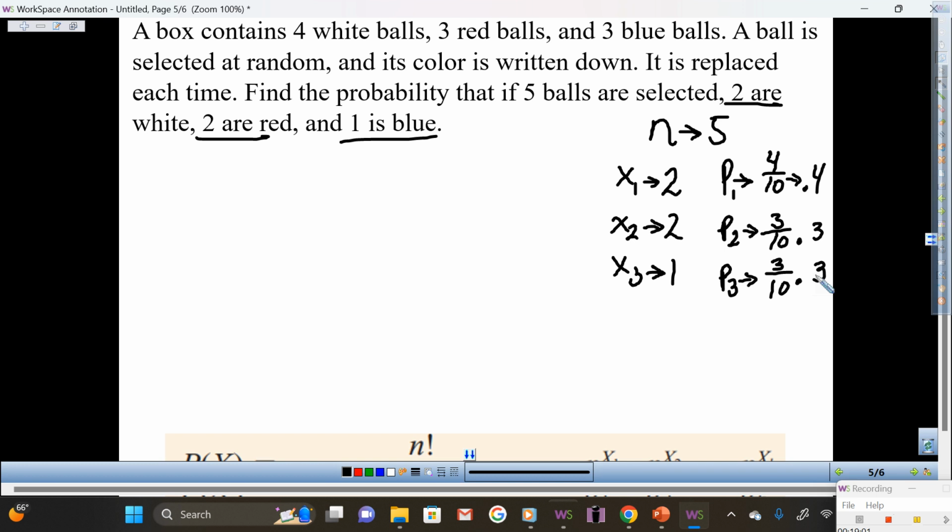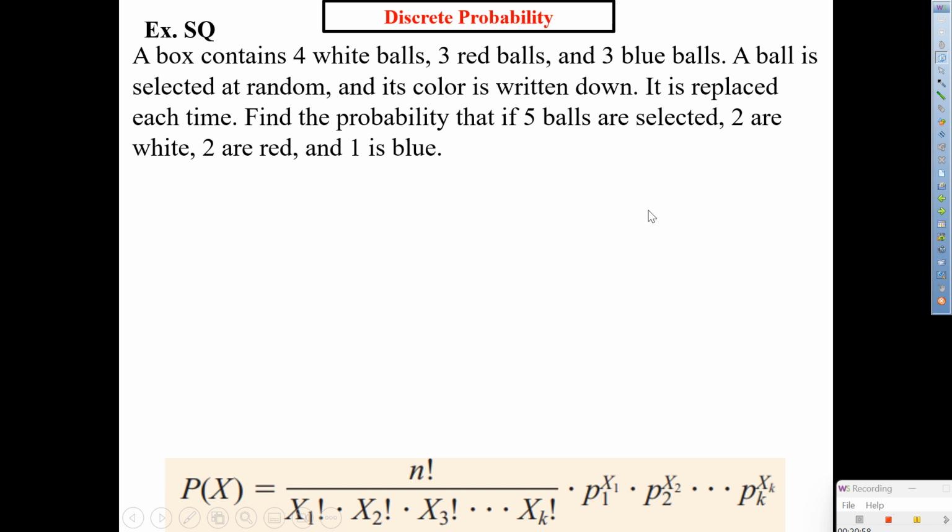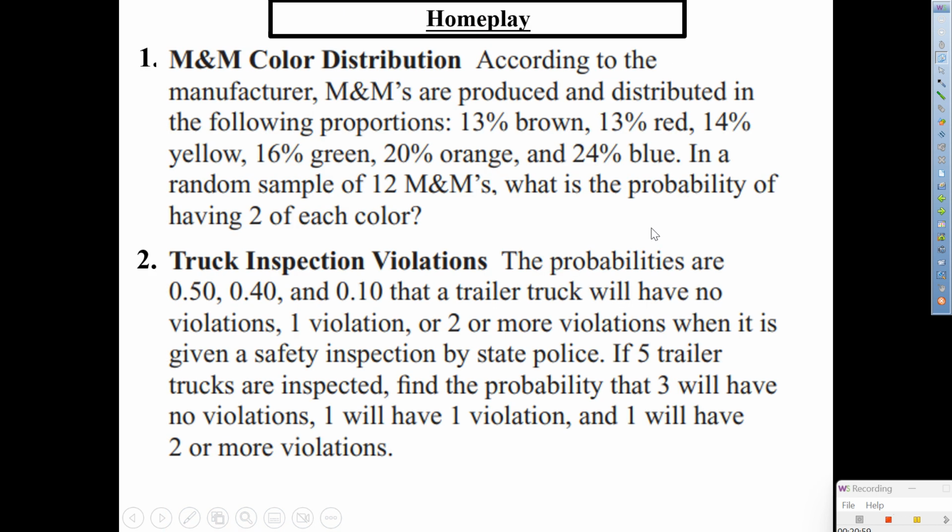All right, so I'm not going to have you do the whole thing since you already know how to use the formula. We already did a couple. From 1 to 5, how comfortable are you with this? Yes, 5, 5, okay. Here's a home plate for tonight. Get your phones out. It's only 2 problems. Only. So one of them is on M&Ms, there you go, and another one on truck inspections.